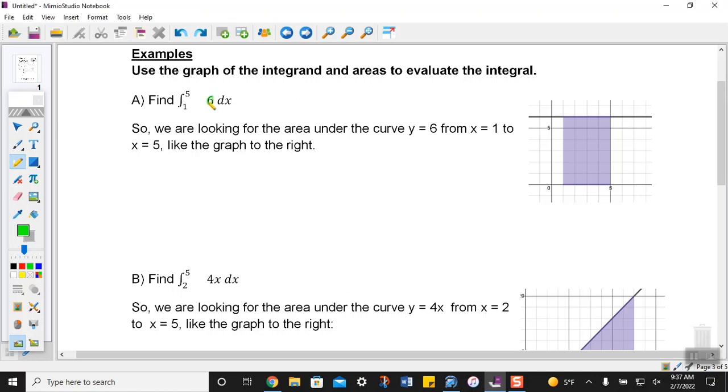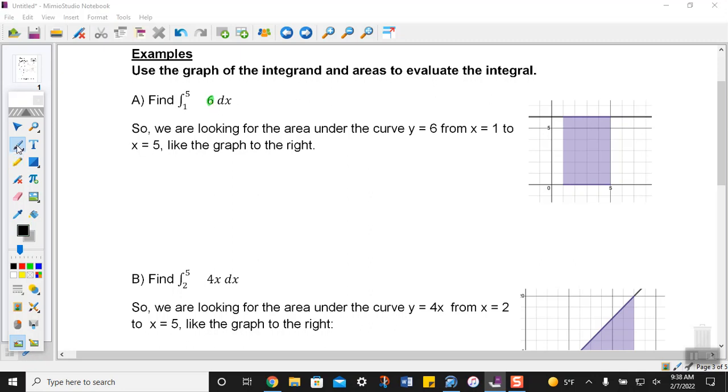Okay, so here's our function, 6, okay? If I asked you to graph the equation y equals 6 or f of x equals 6, what would that graph look like? It would just be a straight line. Actually, on the y-axis, we would go up to what value? We're gonna go up there to 6, aren't we?